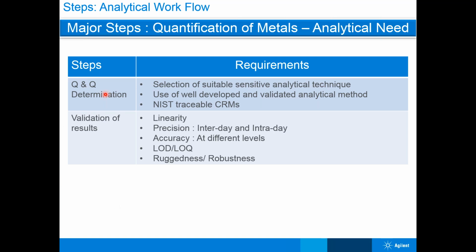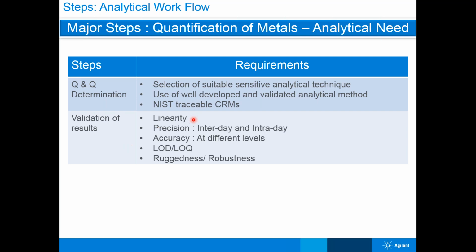When you are doing the qualitative and quantitative determination, selection of a suitable analytical technique is one of the most important factors. You have to use a well-developed and validated analytical method, and always use NIST traceable CRMs, because at the end of the day, when you are submitting your results, you have to calculate the measurement of uncertainty. Talking about the validation of results, you have to plot the linearity.